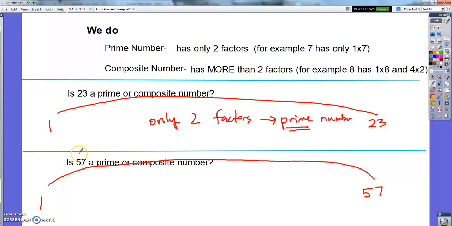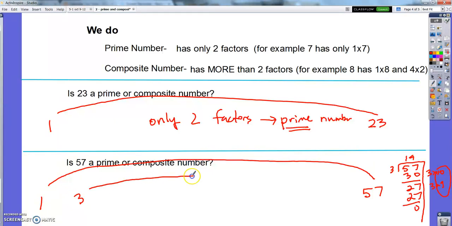So 2, I can tell 2's not going to be a factor because this is an odd number. And I can't get anything to end with 7 multiplying by 2. Let's try 3. 57 divided by 3. I'm going to do 3 times 10 is 30. Leaves me with 27. And 3 times 9 is 27. So look what I found. I found a factor that I could have missed if I tried to do this in my head. Looks like 3 times 19. I do not know my 19s. Good thing I checked. Equals 57.